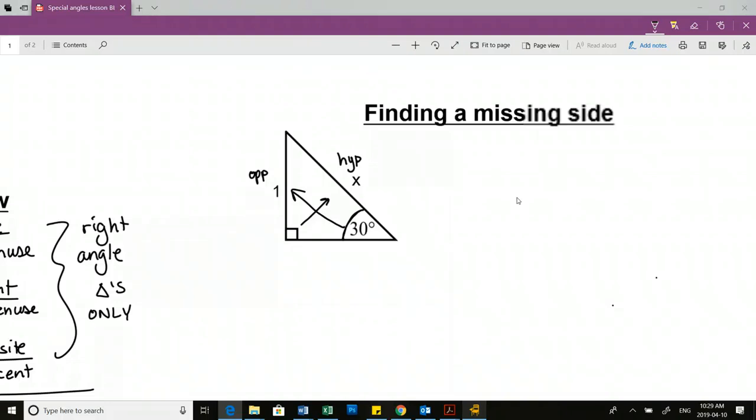So if I have opposite and I'm looking for hypotenuse, which trig ratio should I be using out of sine, cos, and tan?